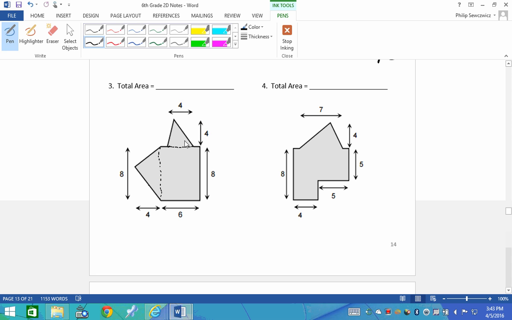So let's see what we got here. I'm going to start with a rectangle. I'm going to call it A. Do you see how it's 6 wide and 8 tall? 6 by 8. Yep. So 6 times 8 is 48. Let's look at this triangle.